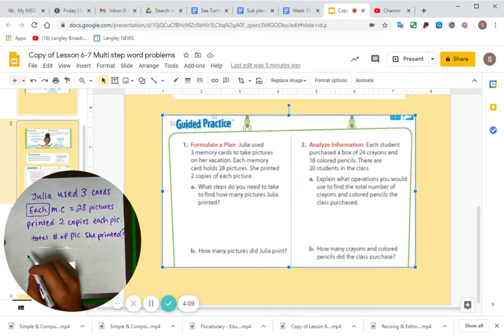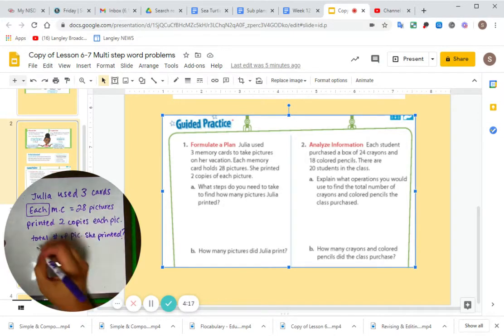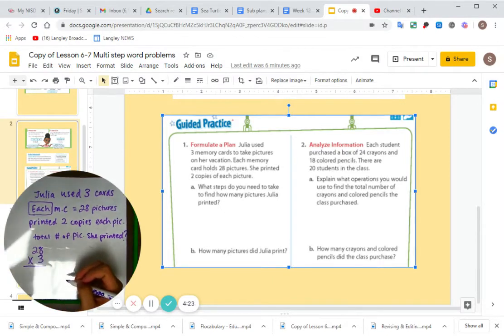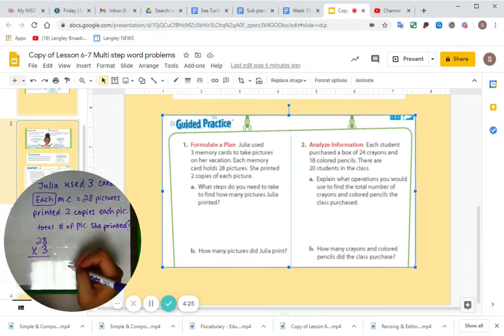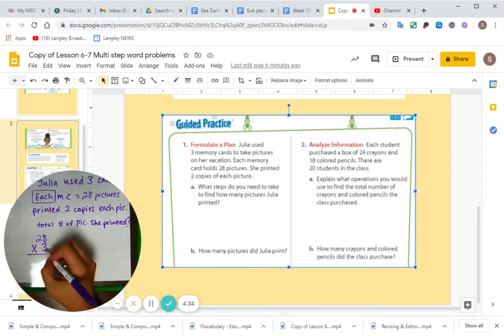Okay, so the first thing I want to do is I'm going to figure out how many pictures she took with the 3 memory cards, if she used all 3 of them, and each of those cards holds 28 pictures. So I need to do 28 times 3. Okay, 28 times 3. So I know how to multiply this. This is the easy multiplying. I know we've been doing 2 by 2 digit, but this is the easier multiplying. So I'm going to start here with 3 times 8. What does that equal?